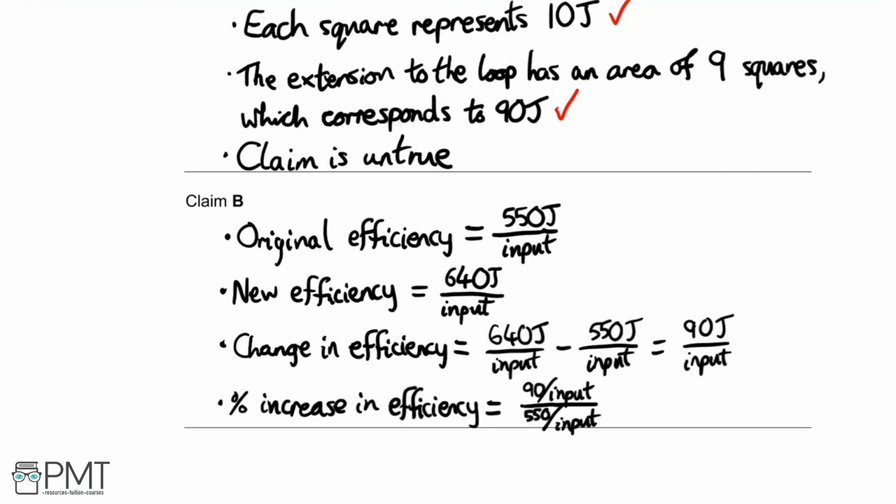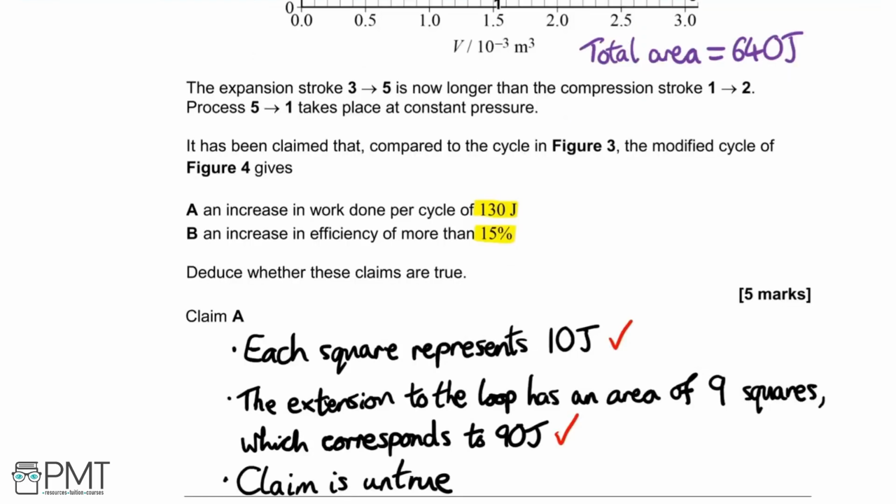You'll notice here that whatever the input value is, it will cancel because there's one on the top and one on the bottom. So we just end up with 90 over 550. And that gives us 0.16 or 16%. Now going back to the original claim, it says an increase in efficiency of more than 15%. So claim B is true.